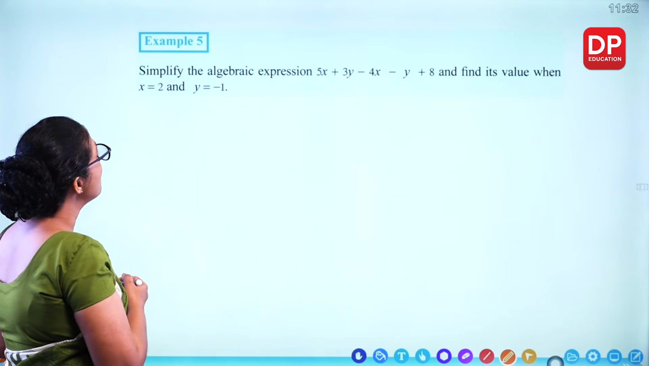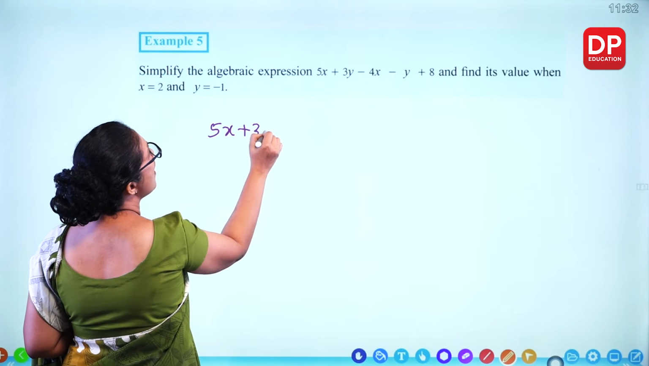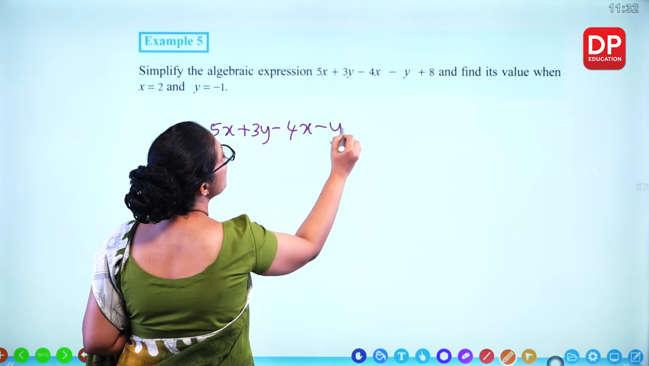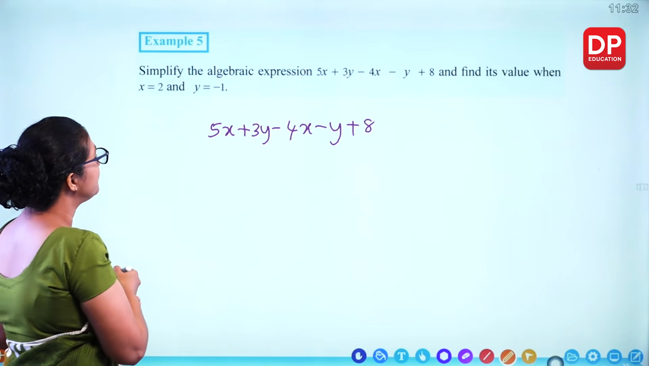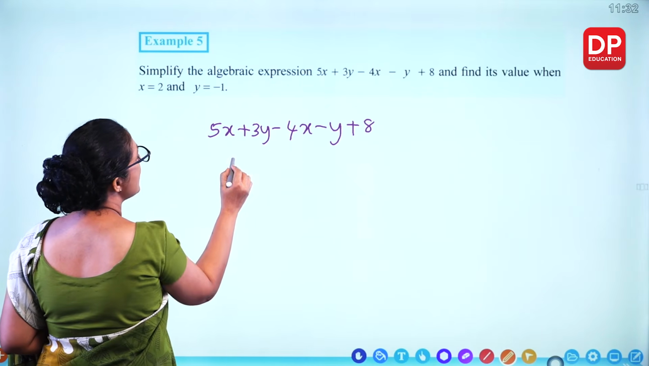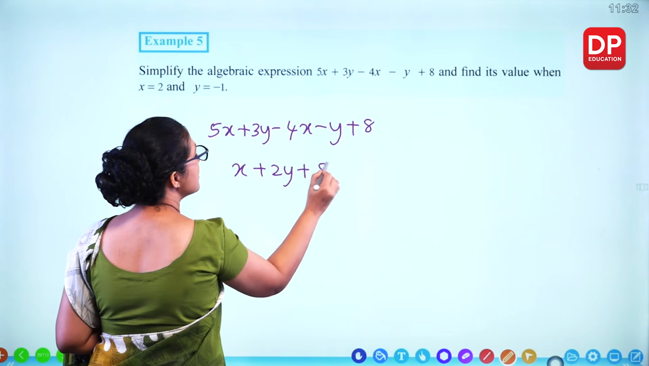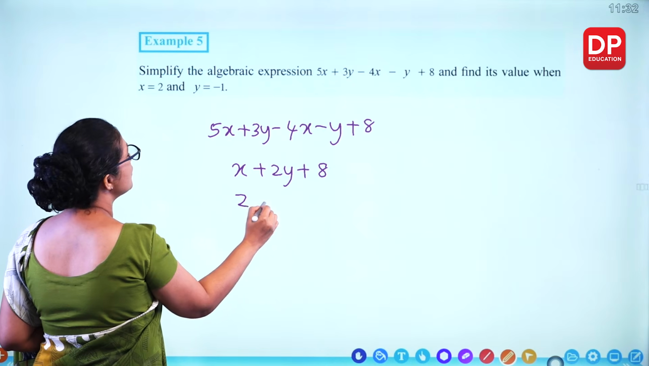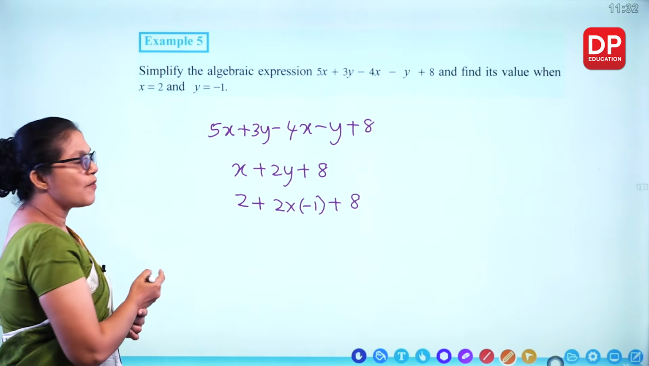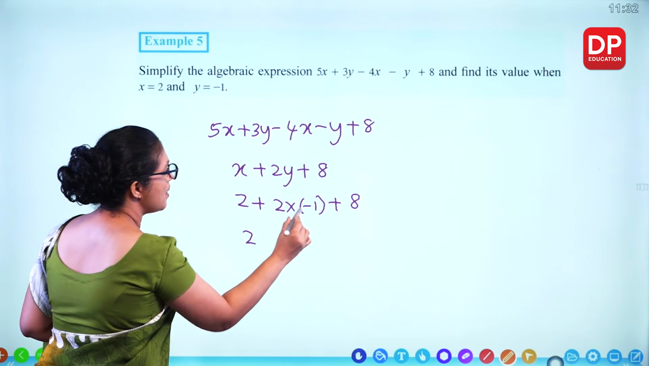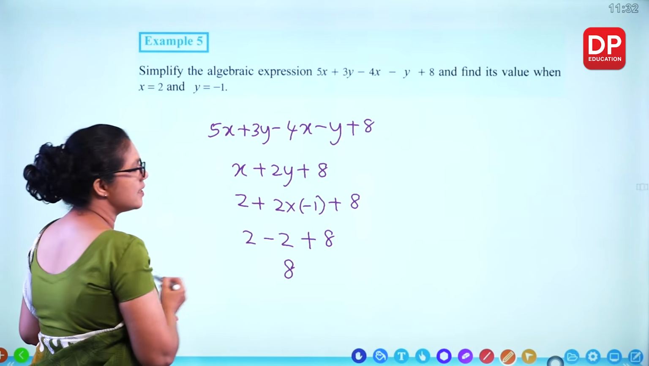Example number 5. Simplify the algebraic expression 5x plus 3y minus 4x minus y plus 8, and find its value when x equals 2 and y equals minus 1. Simplify first. 5x minus 4x, x. 3y minus y, plus 2y, plus 8. Now substitute x equals 2 and y equals minus 1. X is 2 and y equals minus 1. 2 here, minus 2 plus 8. 2 minus 2, 0. 0 plus 8, you get 8.